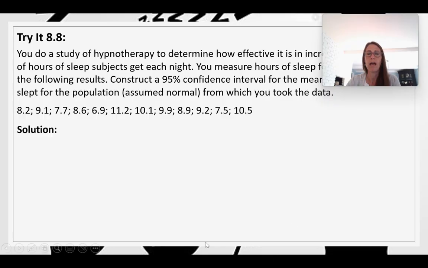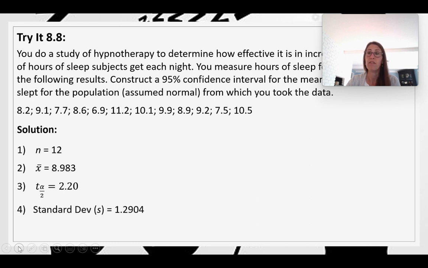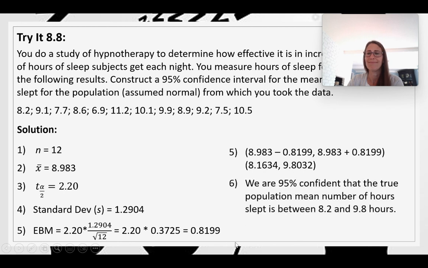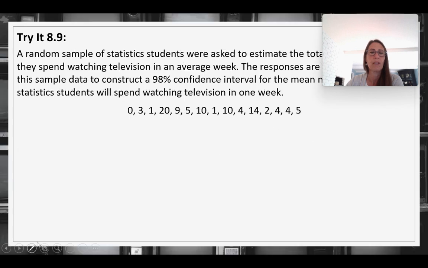If we go back to the slides, we have our N value, our sample mean, our t-score, our sample standard deviation, our error bound. So here it is mathematically: the t-score times our standard deviation divided by the square root of our sample size. That gives us our margin of error, or error bound for our mean. Subtract it off, add it to our mean. Here's our confidence interval. And we say we are 95% confident that the true population mean number of hours slept is between 8.2 and 9.8 hours.